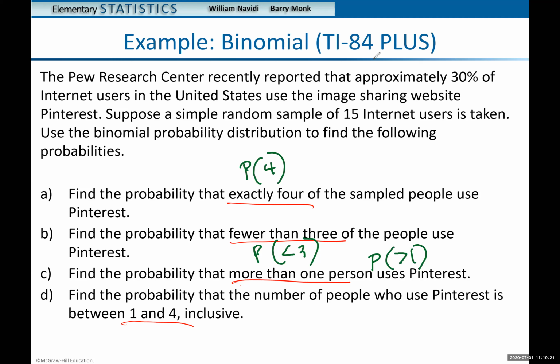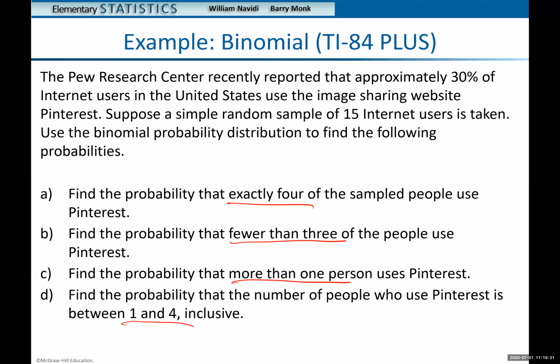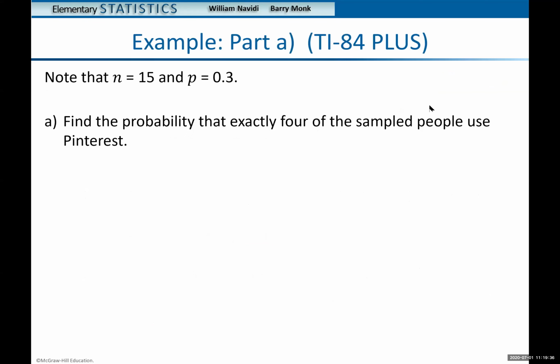So let's try this. Given first, you have a simple random sample of 15, so that is your n, and the probability is 30%, so that is p is equal to 0.3. Okay, so find the probability that exactly 4 of the sample people used Pinterest. So exactly 4.